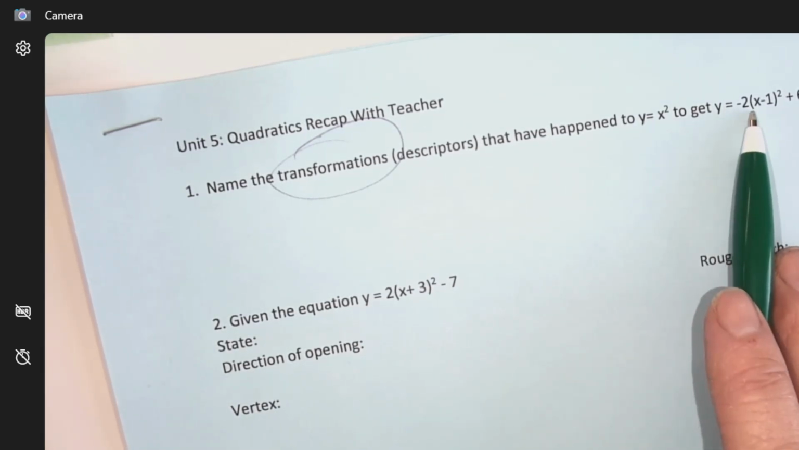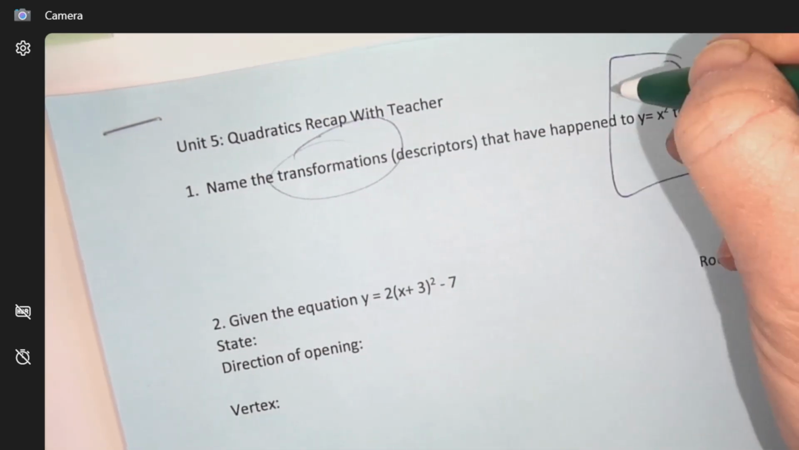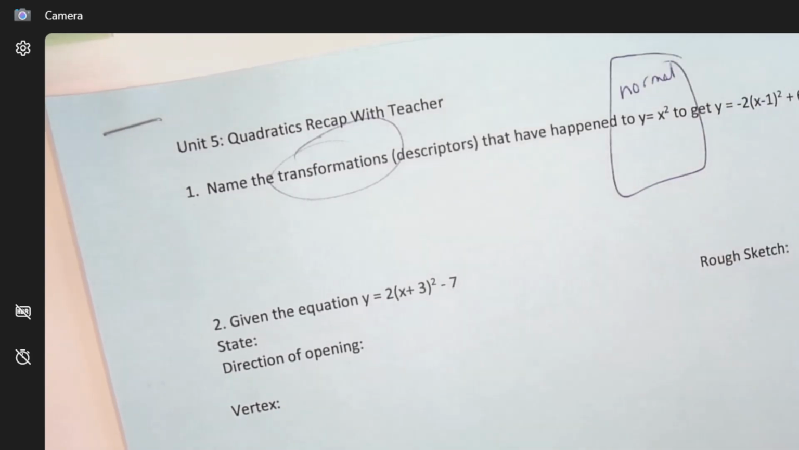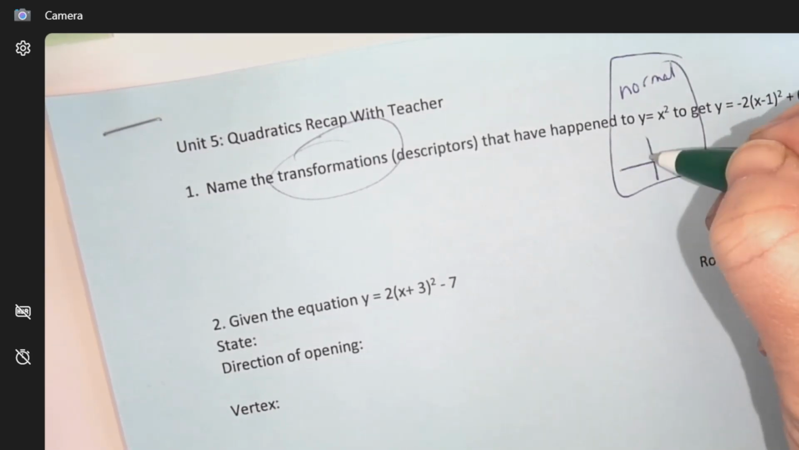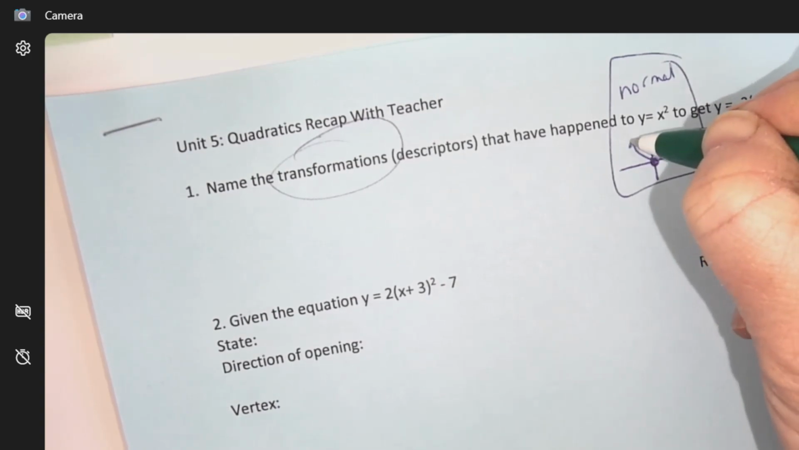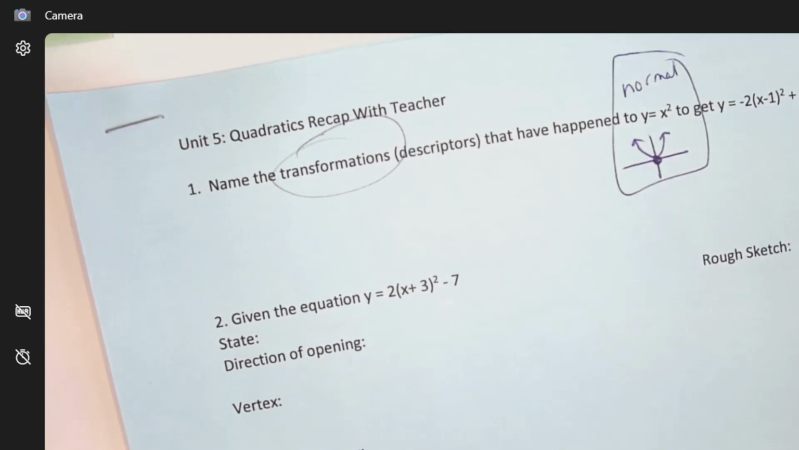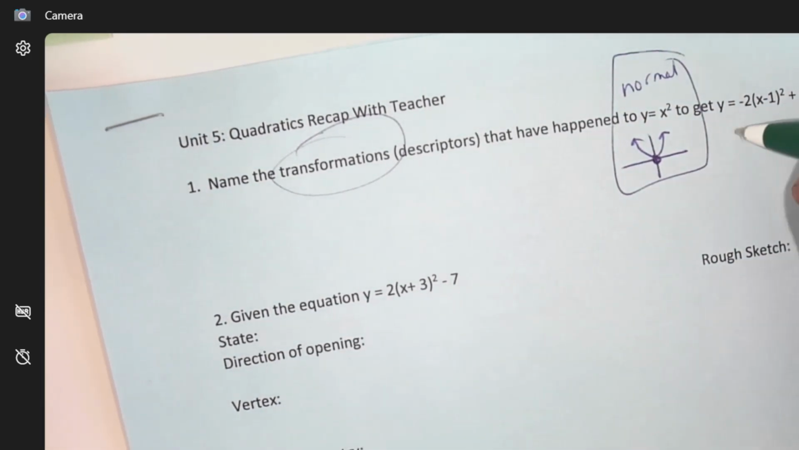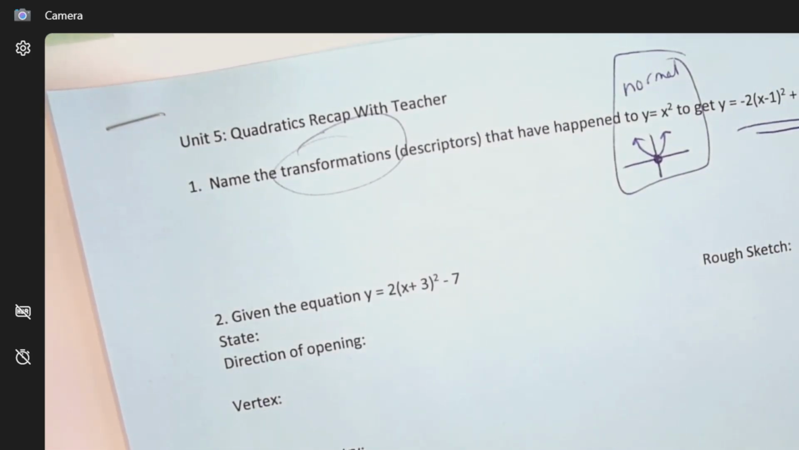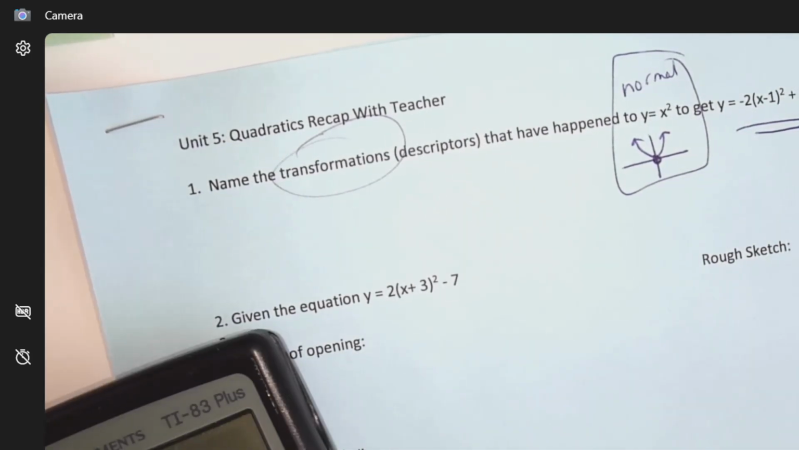Okay, ready? So this is the normal one. Do you remember what the normal one looks like? It just starts right in the middle at the origin and looks like that, up, right? That's normal. Okay, so tell me what happens to this. You can get your calculator out if you need to. Some of you might already predict.